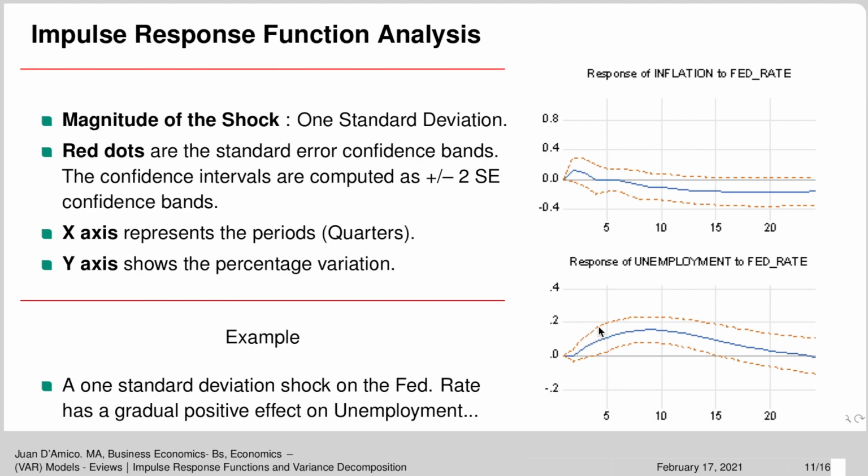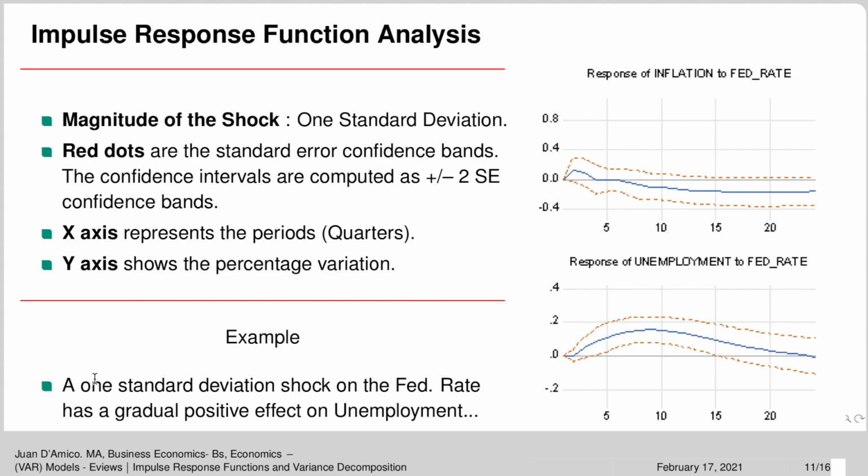So here we have the confidence intervals, and if these intervals are very wide, then what that is going to be telling us is that there is a lot of error in the estimates. The x-axis represents the periods. In this case, we were working with quarterly data. So we have here 5 quarters, 10 quarters, 15 quarters, and 20 quarters. And finally, the y-axis shows the percentage variation.